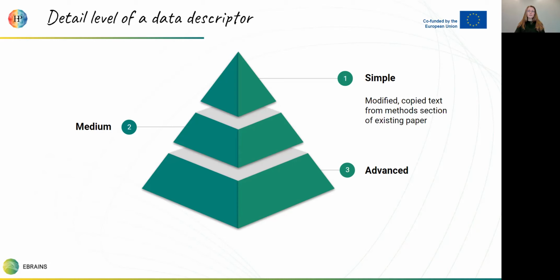The simple data descriptor level makes it possible to perform a modified copy-paste from existing research papers with a few additions to improve reusability. The medium level includes more elaborate descriptions and requires some more effort from the researcher. The majority of our reusable datasets on eBrains have data descriptors on this level.